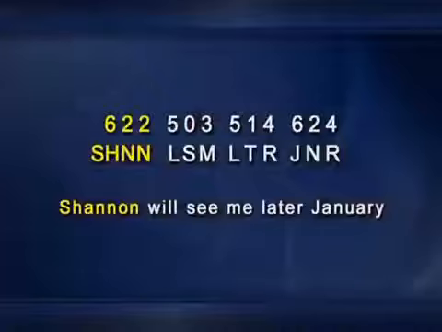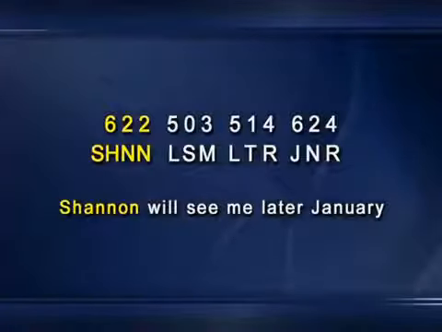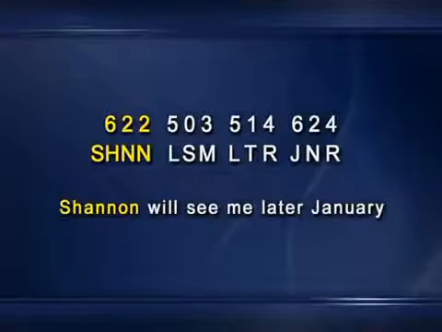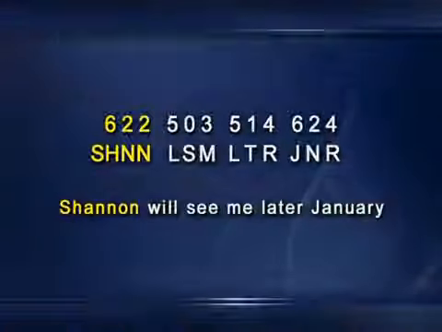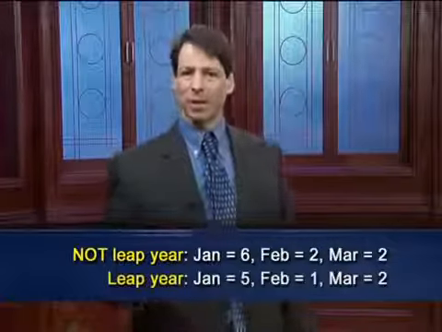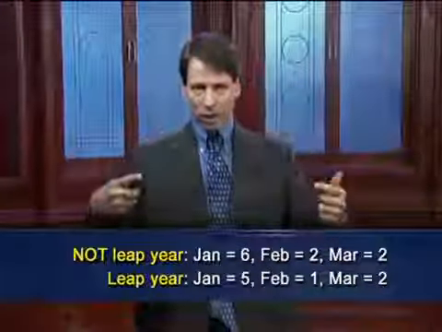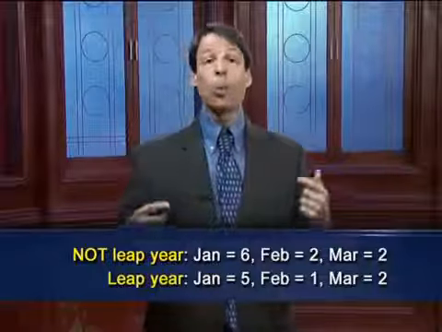If it's not a leap year, then what are the codes for January, February, and March? Okay, now if you think of Shannon and use the phonetic code, you know Shannon would be 622, so you can get all 3 of those at once. That's if it's not a leap year. And if it is a leap year, then the codes for January and February are 1 less.